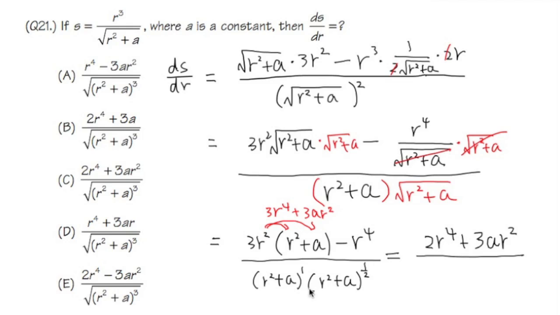And on the bottom, well, they are the same, so we can just add the exponents together. 1 plus 1/2 is 3/2, and that will turn into square root. Notice that we say 3/2, so that's why the denominator becomes the square root, and the 3 is still the exponent, and we can write this as the inside is r squared plus a to the third power. So as you can see, our answer is choice C. Got it.